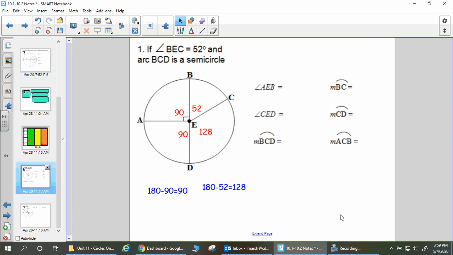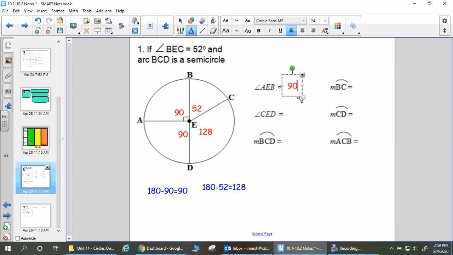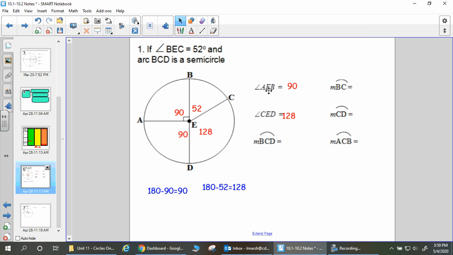So now I'm going to go over to their questions and I'm just going to sort of start slotting in answers. So angle AEB, that's my right angle at 90 degrees. Great. I'm just going to go down. So angle CED, that's the 128 that we found. Okay. Arc BCD, that's the semicircle. So that's going to be 180 degrees.